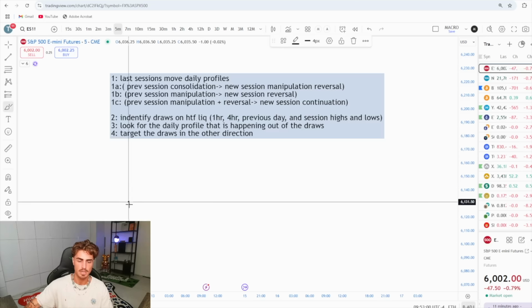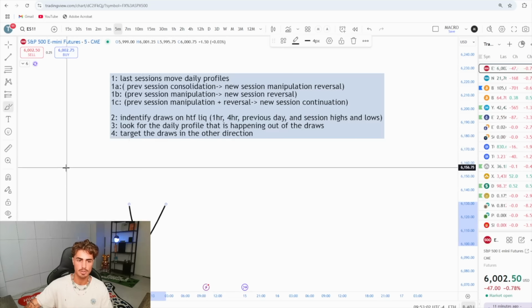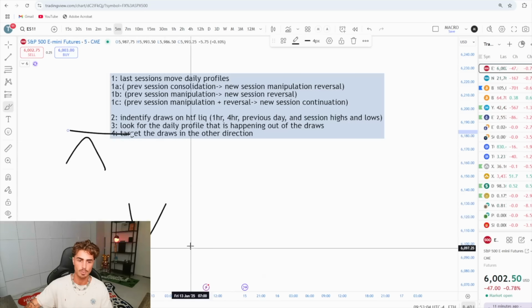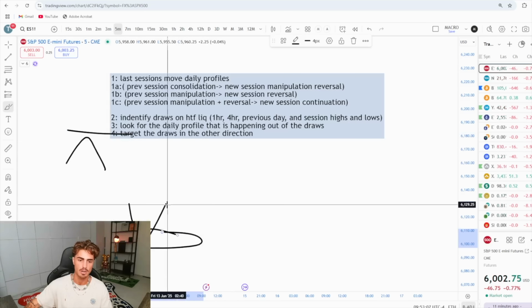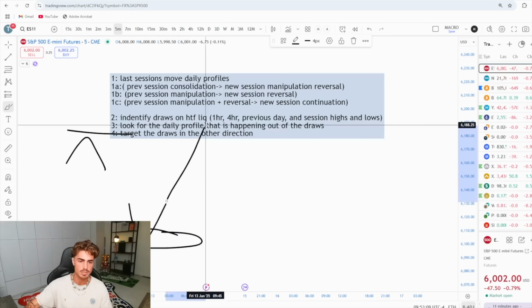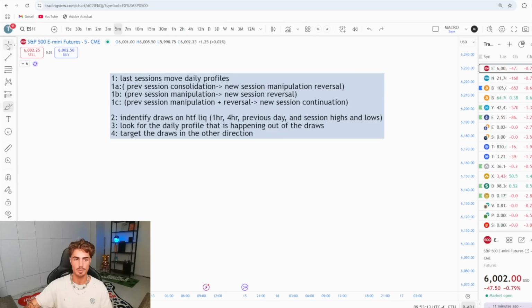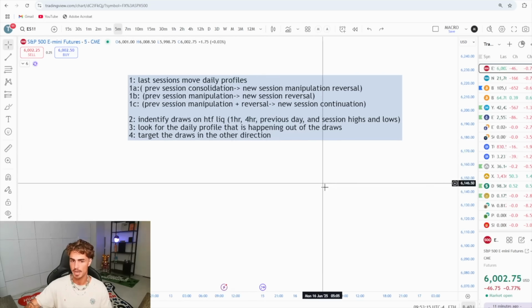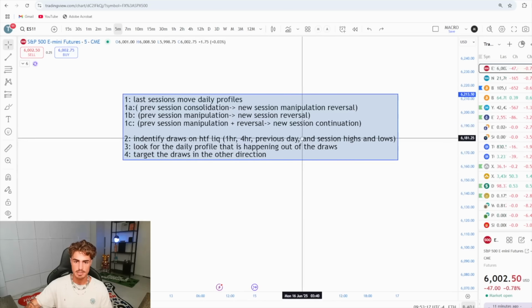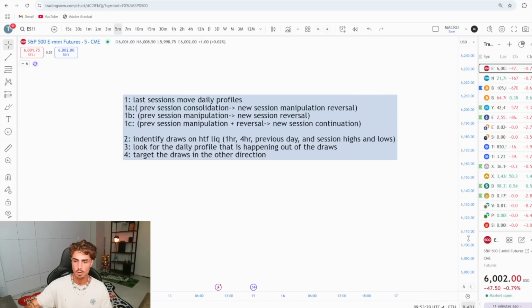If we're getting manipulation of lows and a reversal, we're going to want to target what? Highs. Why? Because we were able to fill orders down here. Where will we be able to offload those orders? Above highs. Or where will we be able to exit those trades? Above highs. Cool.